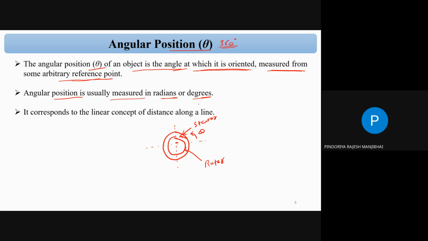Yes, students, unit is the most important, correct? As we are engineers, we have to define each and every quantity with its unit. So whenever we write theta, the unit is radians, otherwise degrees. It corresponds to the linear concept of distance along a line. So that is a rotation, maybe linear, maybe circular, correct? That depends on which type of rotation.